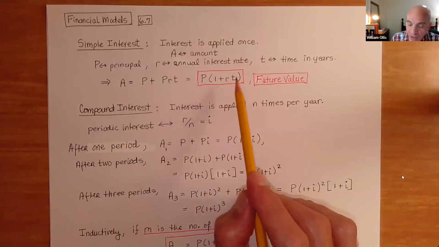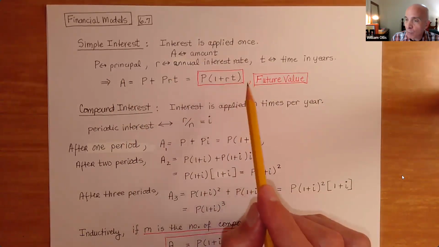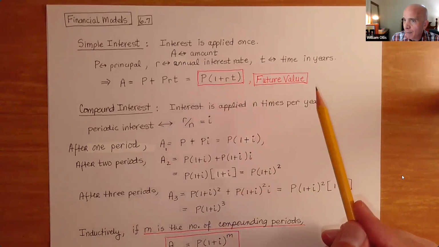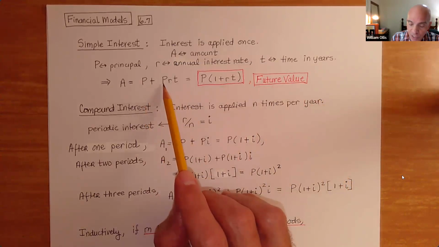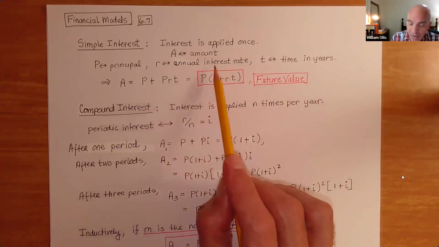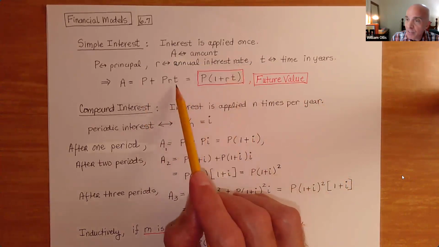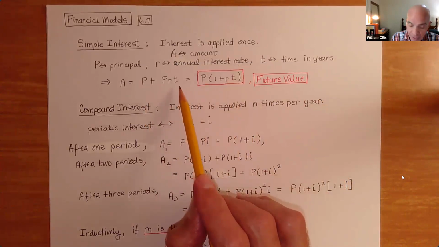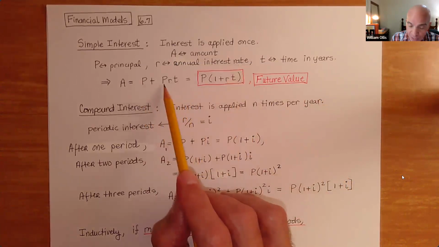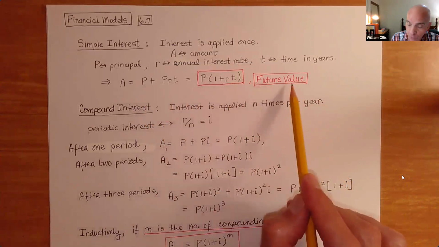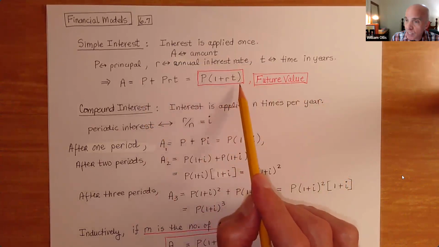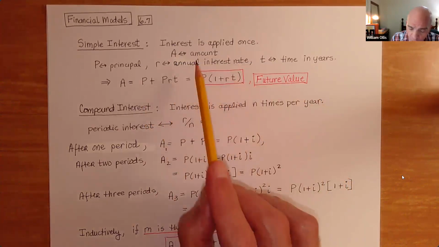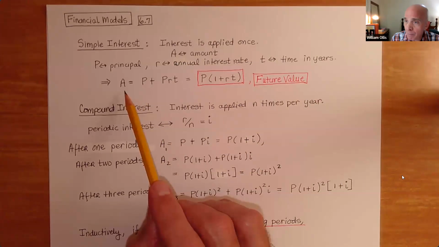Now, when we think of the interest being applied once, that's exactly what happens. And so we think of our initial investment P, and then we take the principal, we multiply it by the annual interest rate, and then the number of years T. Now, of course, we can factor the P, and this will give us a future value of P times the quantity 1 plus rT. Now, you've noticed here I've written A for amount.